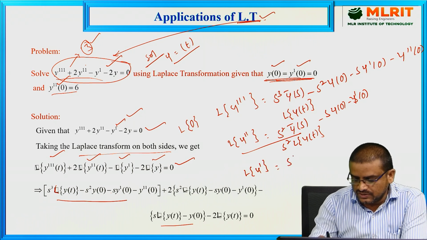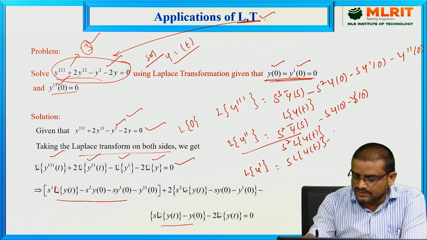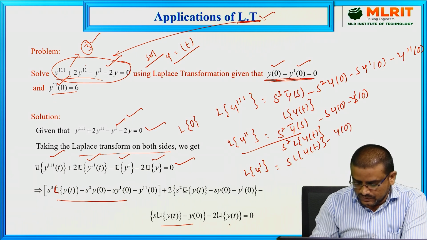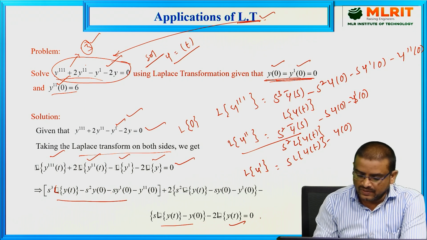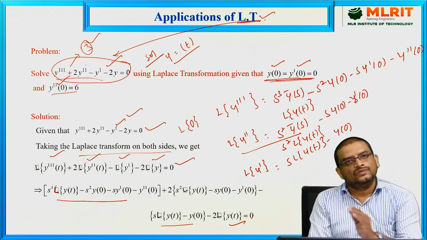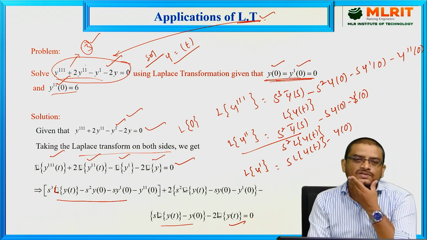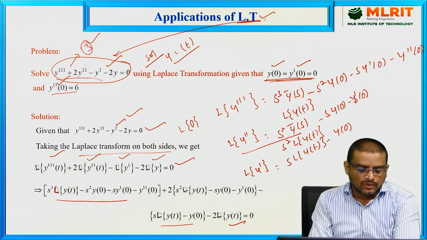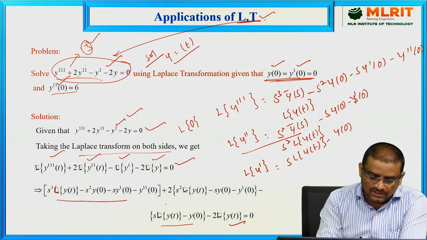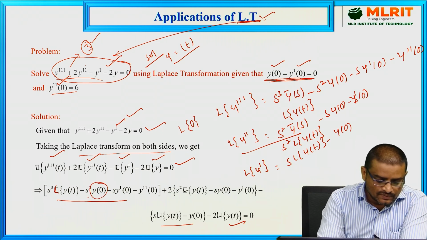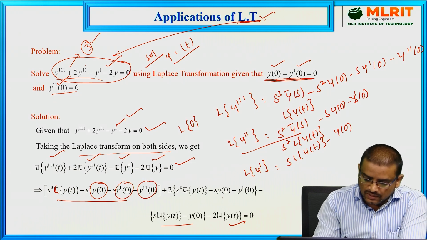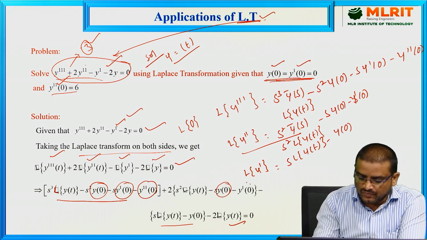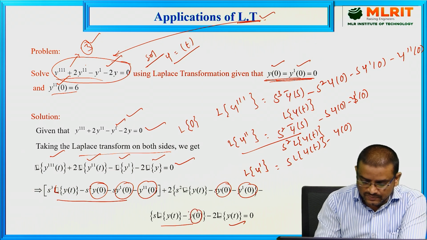So s into Laplace transform of y of t minus y of 0. You keep that Laplace transform of y of t as it is, the last term is equal to 0. So now we have applied those formulas. Third step is completed. Now if we observe this step, we can find y of 0, y dash of 0, y double dash of 0. And here also we are having y of 0, y dash of 0, y of 0.